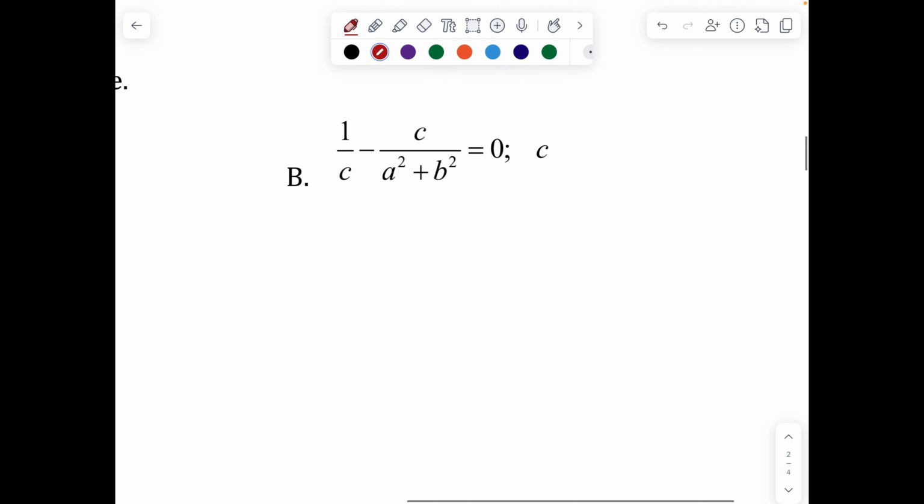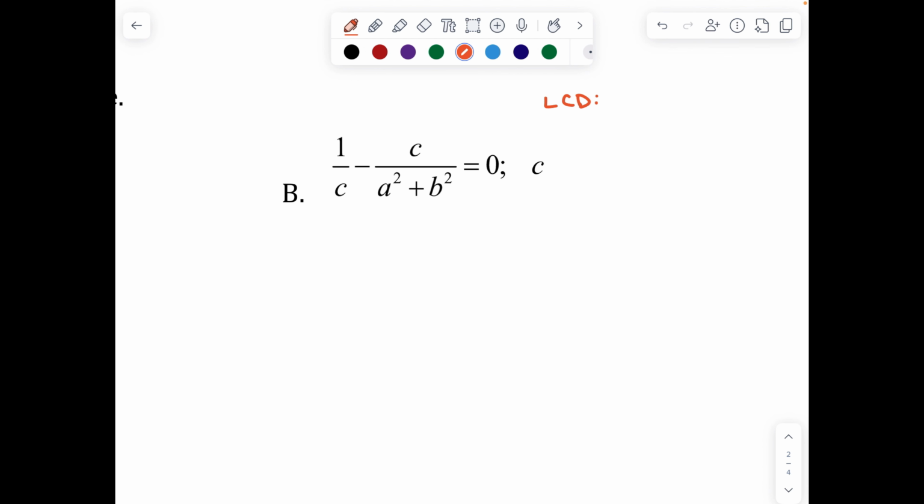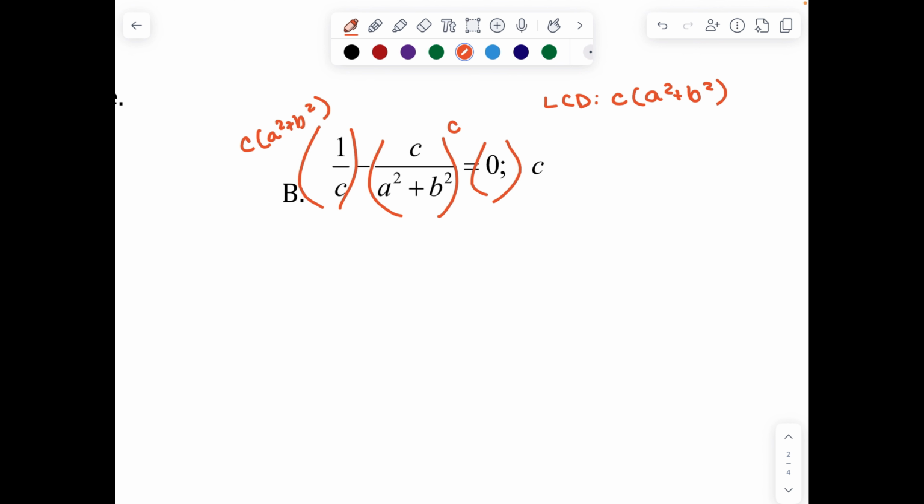So let's look at B. So we have 1 over C minus C over A squared plus B squared is equal to 0. So again, we've got to go ahead and find our LCD. So here our LCD is going to be C times A squared plus B squared. So we're going to multiply everything, both sides, by C times A squared plus B squared.